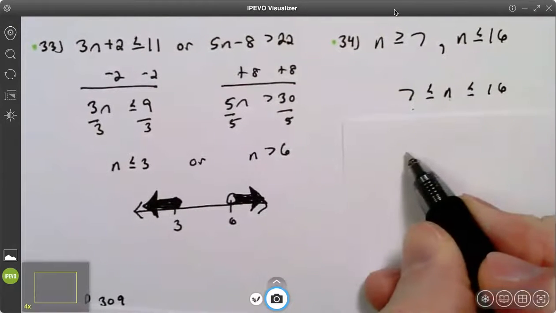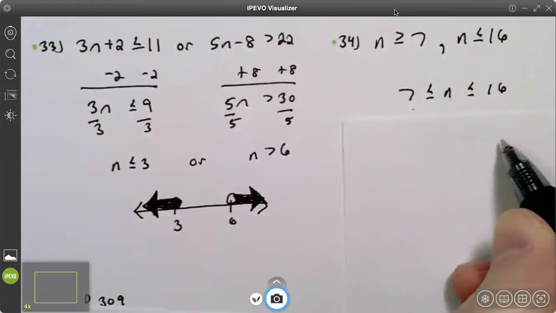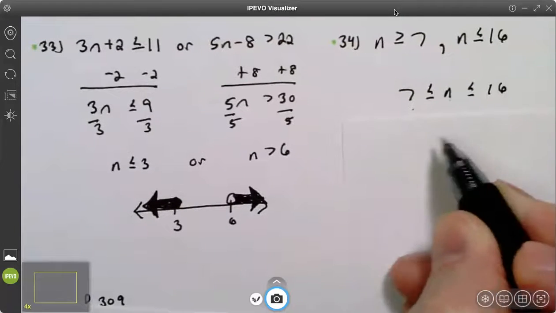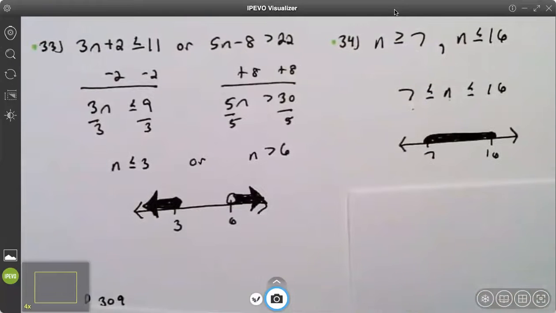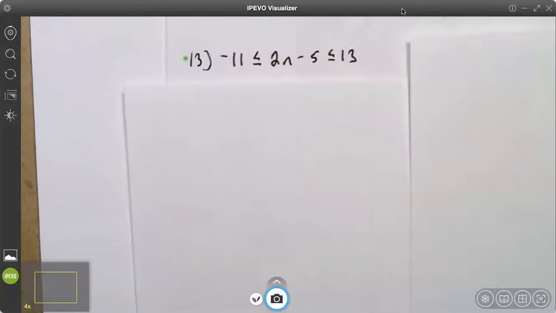When I make a number line, I put the 7, the lower number, on the left, 16, the bigger number, on the right, put my dots over them. They're both closed circles, and I fill in everything in between them, and my graph would look like this. You can try number 13.